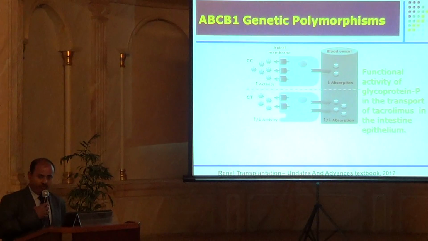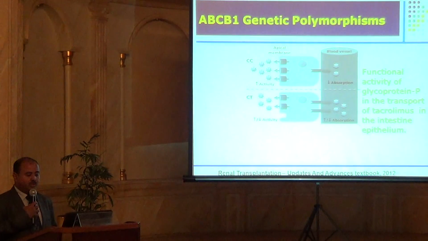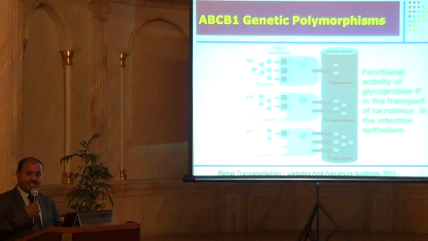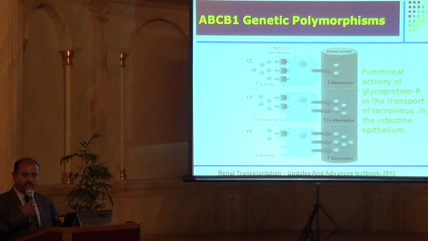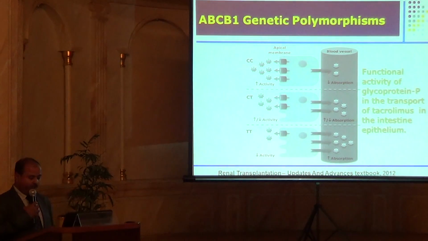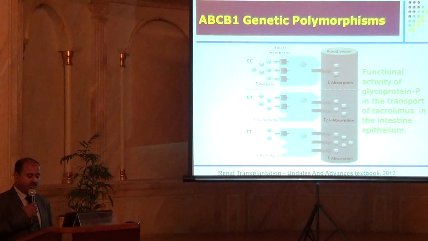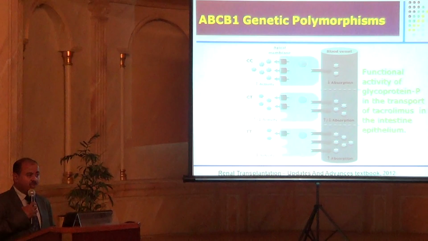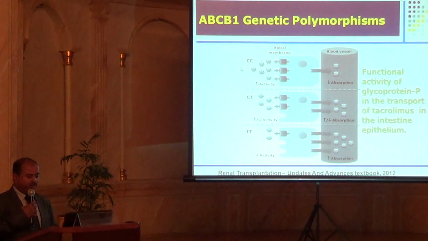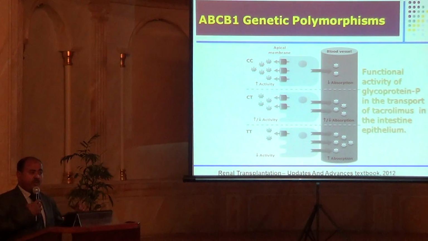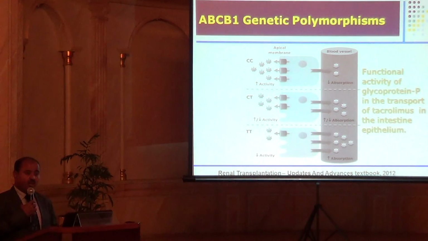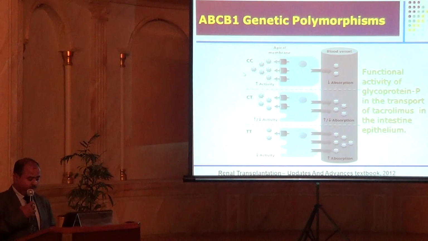If the genotype is CT, the activity of the pump is midway, so the absorption is midway. If the genotype is TT, the activity of the pump is very low. What does it mean? The absorption is maximum. So if we want to achieve the same level for these three patients, this patient will need a big dose, and this patient will need a small dose. If you use the big dose for this patient, you will introduce toxicity. So there are ongoing studies nowadays to know the genotype of the recipient before transplantation. If you know that you are dealing with a TT patient, you can give him a small dose at the start. And if he is CC genotype, you can give a bigger dose from the start.